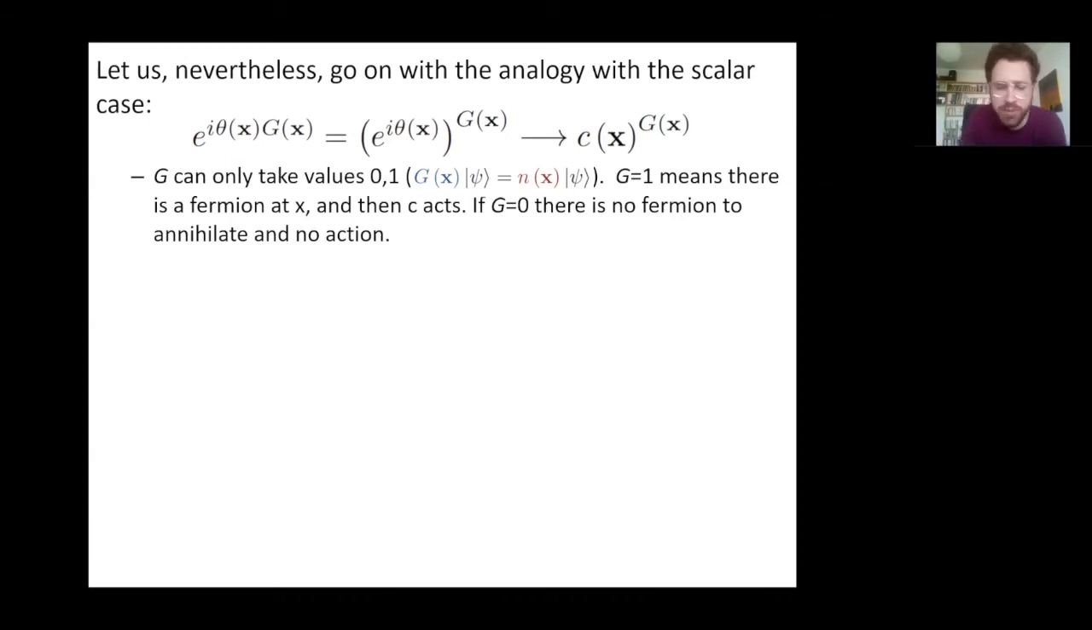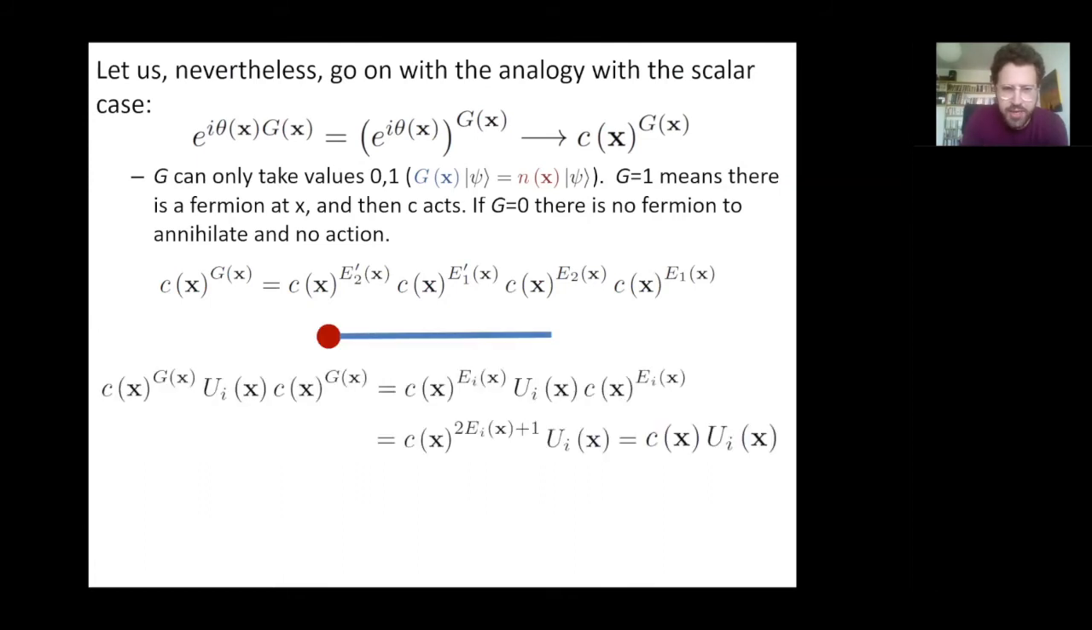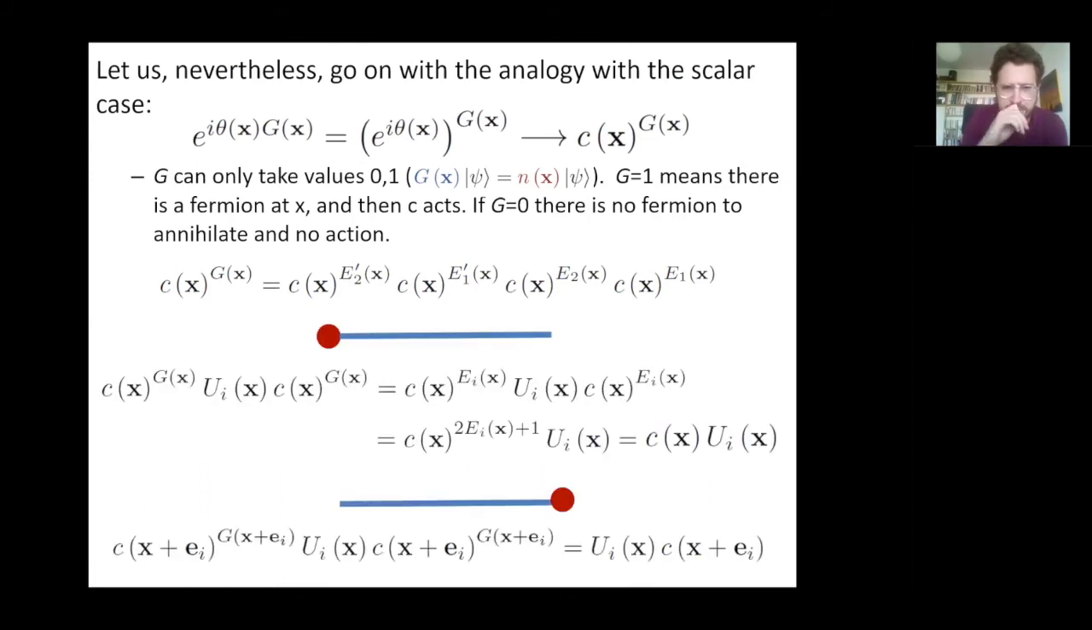What is then the problem? I can take this C to the power of G and decompose it to C to the power of all the constituents of this G, the different electric fields in all the links that go around my vertex. And if I do it carefully, I will see that indeed this transformation multiplies the operator U by C from the left and by the other C from the right, and everything looks good. So what's the problem?